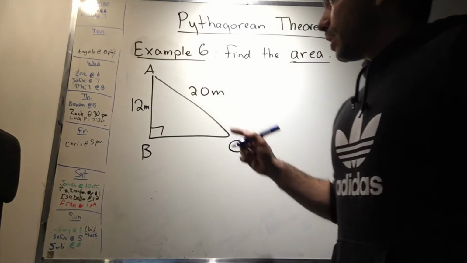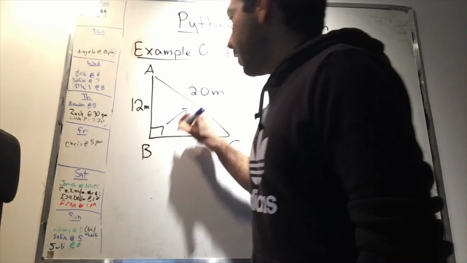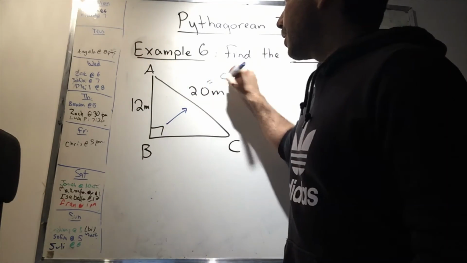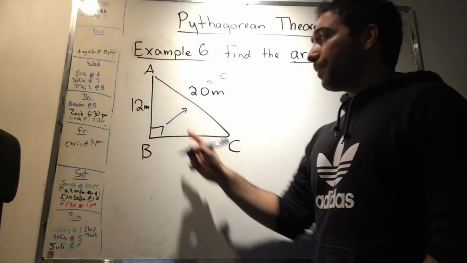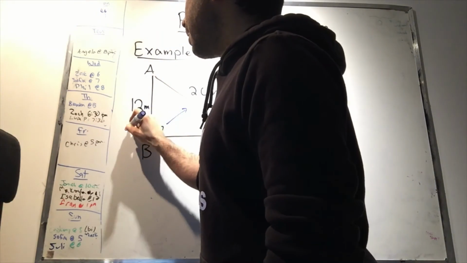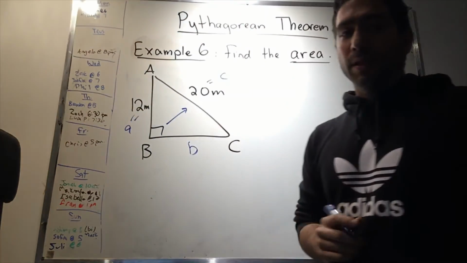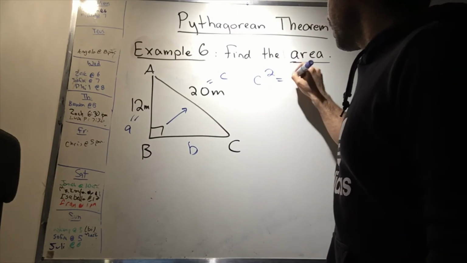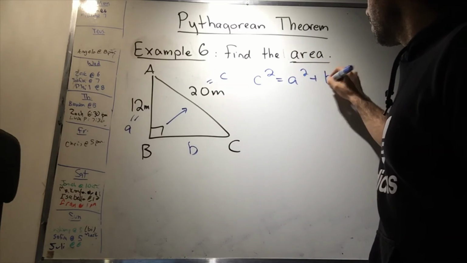So the first thing I notice is that the 90 degree angle is here, which means that the side opposite is our hypotenuse. This is our c, so 20 is c. I'm going to call the 12 the a, and we're looking for our b. So we have to work backwards here. So it's a 90 degree triangle. We use the Pythagorean theorem: c squared equals a squared plus b squared.